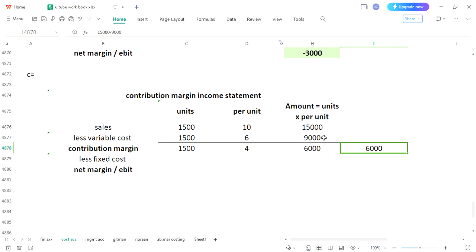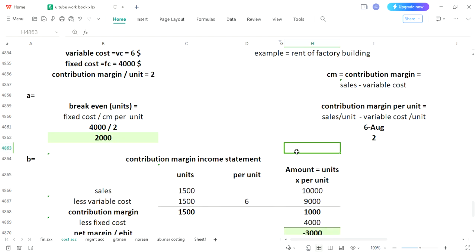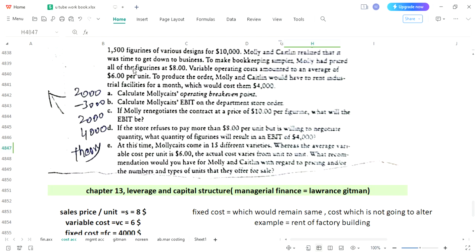So this 6,000 is now unnecessary to be written over here. We can erase them. This was just to let you know that the difference between sales and variable cost could also be contribution margin, and units multiplied by per unit would also be your contribution margin. We are erasing it. Now it's time to put in your fixed cost, which was given in your question, and we have noted it down. Fixed cost was $4,000. In the question it has been mentioned over here.